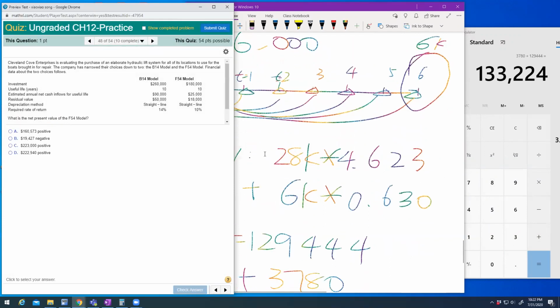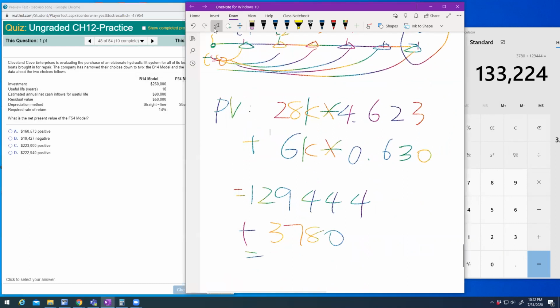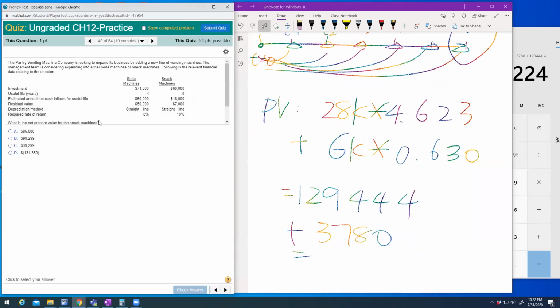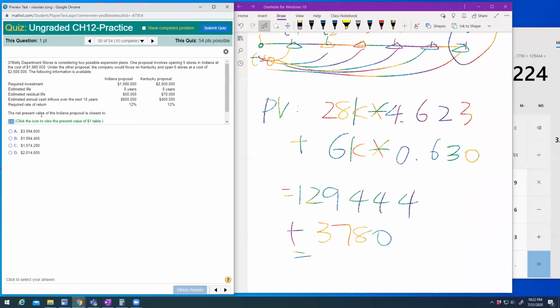I'm not going to do it, because it's definitely different numbers and I would have to redo it. But you just get the present value and then subtract the initial investment, because this is outflow and this is your inflow. You net them, and you get the net present value. Next one asks about net present value for the snack machine, similar questions, and then net present value for the India proposal.